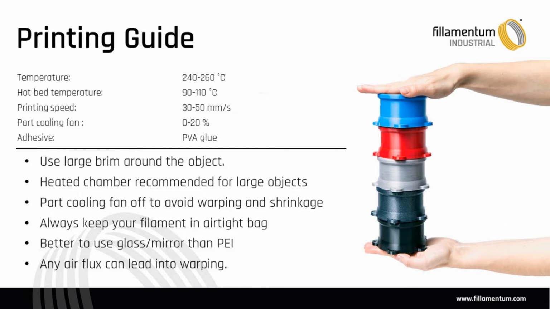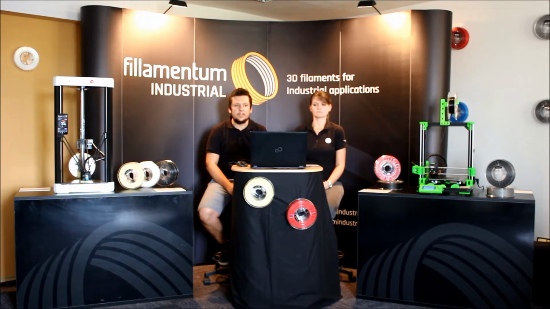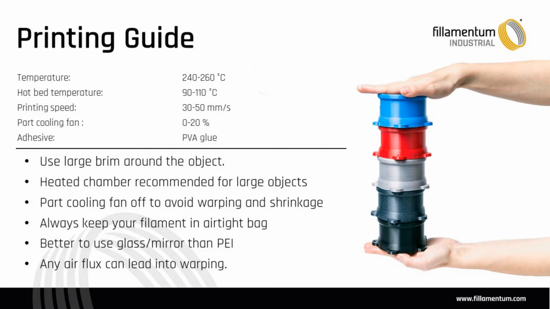That's something we always repeat, because polyamides need to cool down in the proper way to ensure good layer adhesion and so on. And for the adhesion, PVA glue or Magigoo PA. Also, we have a few tips for when printing with nylons. A large enough brim is quite good, 10 to 20 millimeters depending on the object.